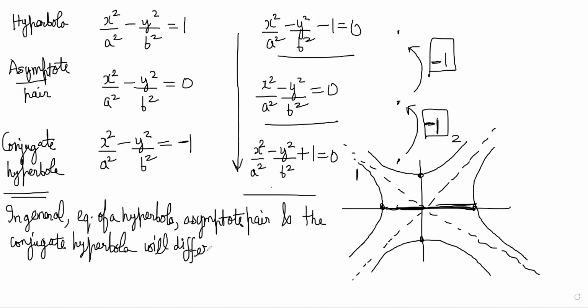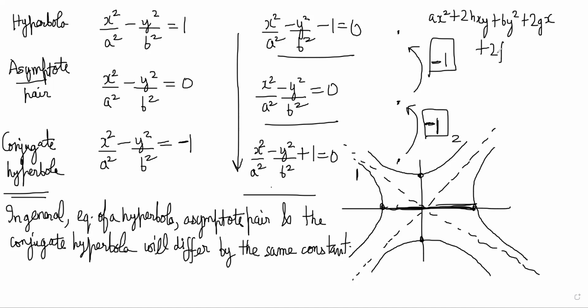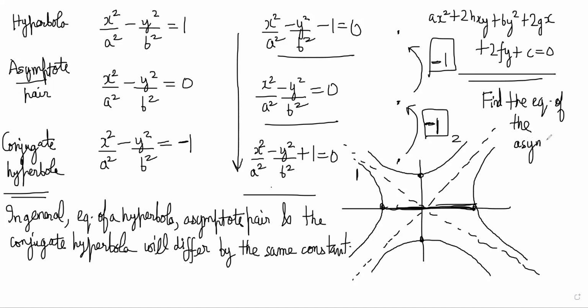Now, why am I making a big deal out of this? Because in general, the equation of the hyperbola will not always be in this straightforward form, right? In general, you could have a 2-degree curve like this, which is a hyperbola, right? Now, suppose you got a 2-degree curve like this, and somebody asked you, find the equation of the asymptotes to this hyperbola, right?